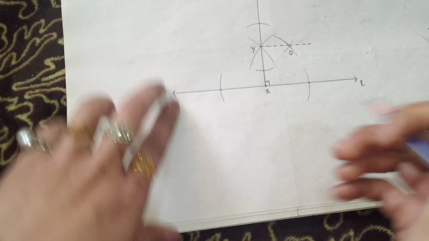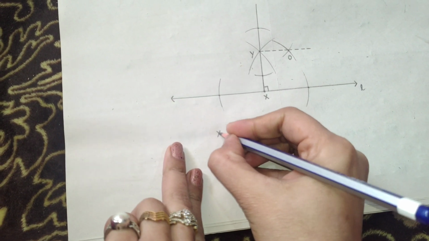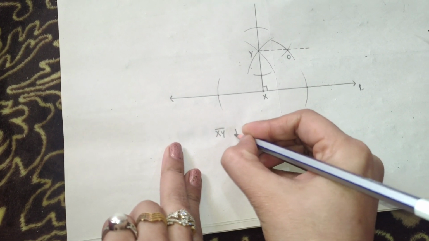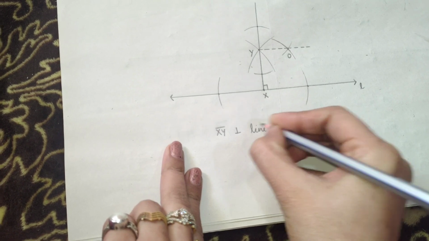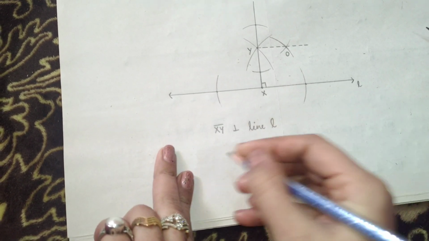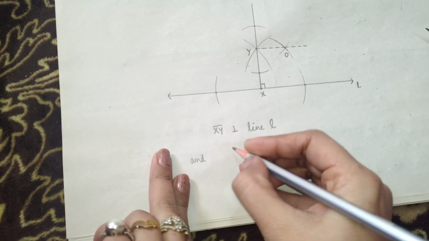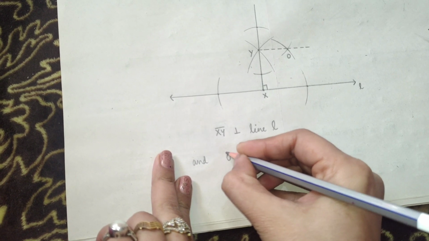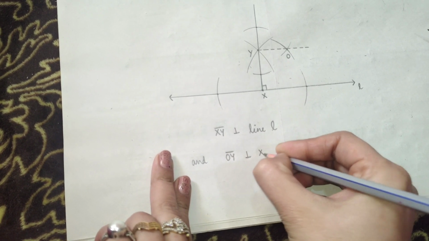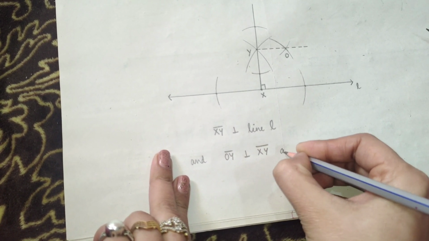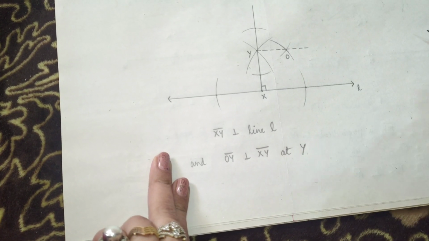So here you can write XY is perpendicular to line L, okay, and OY is perpendicular to XY at Y.